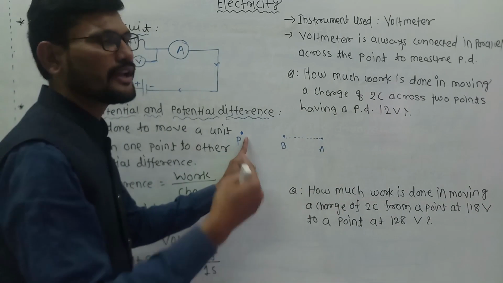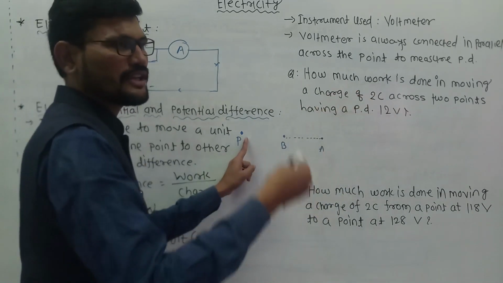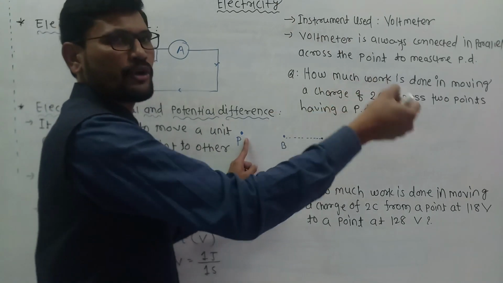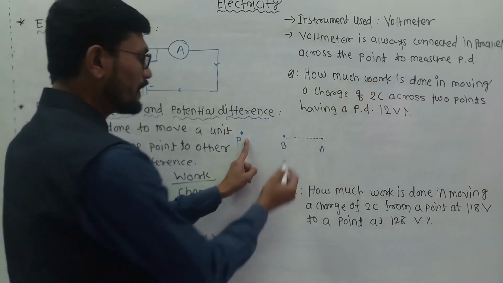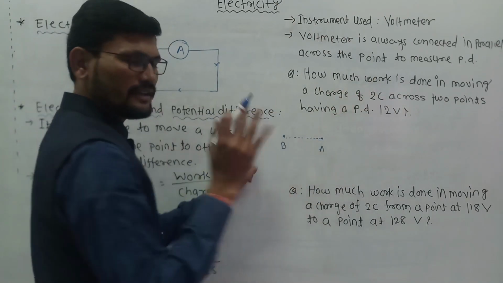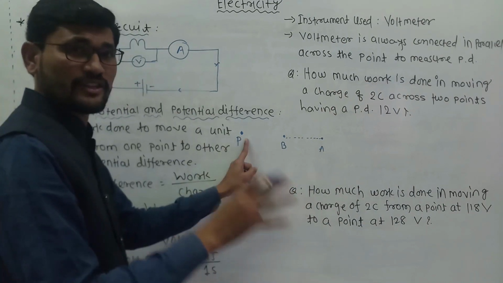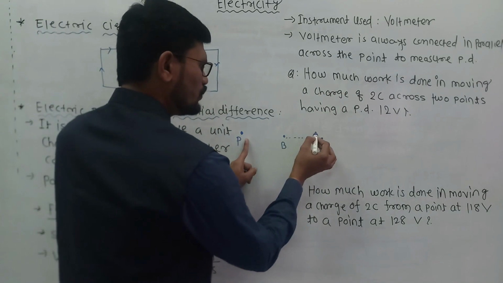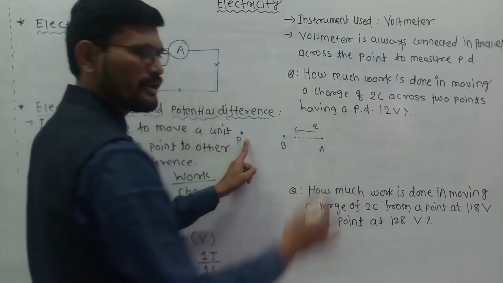We can do work when there is something opposing the movement from one point to another. But from A to B, there is no charge, there is nothing, there is no influence, so I need not do any work to move this charge from point A to point B.